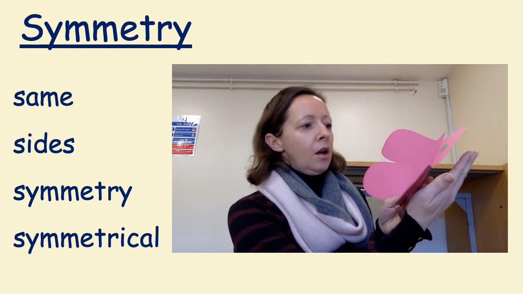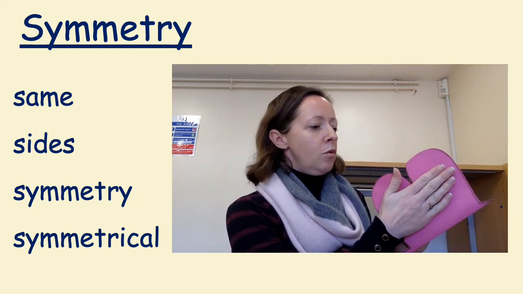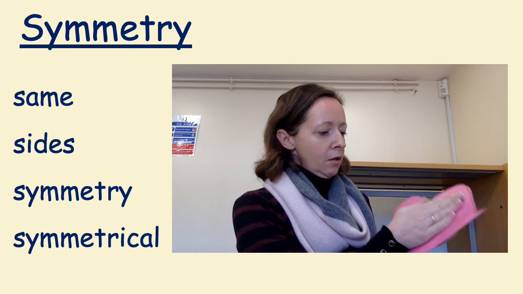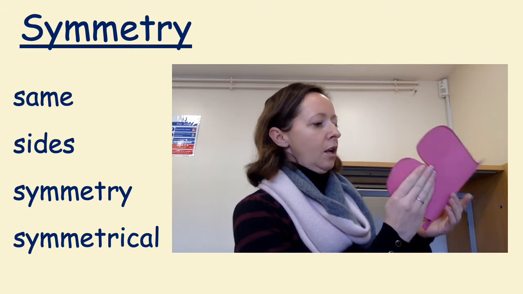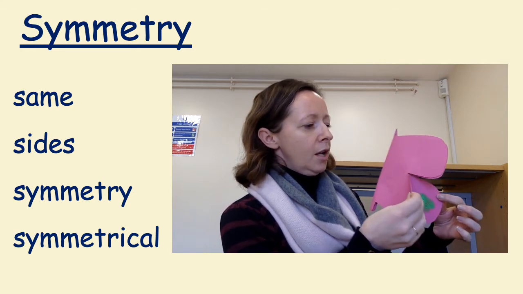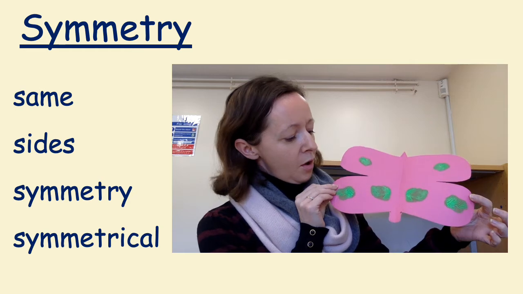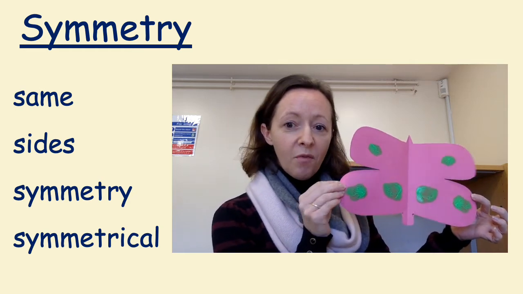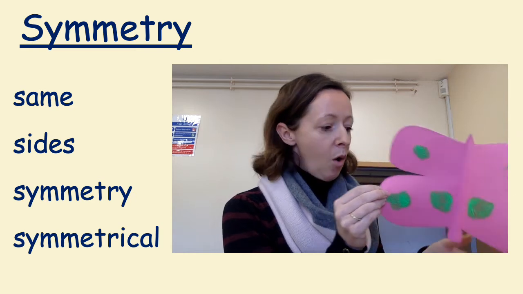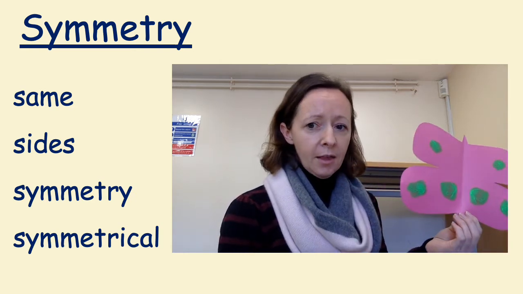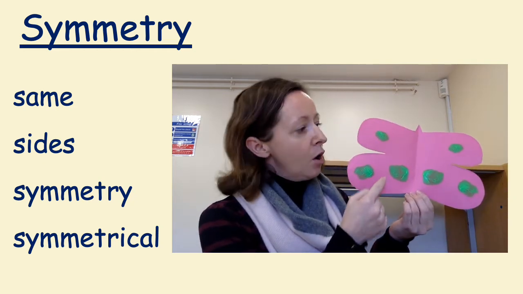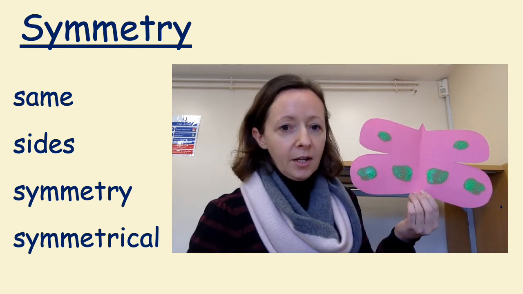Now, I'm going to fold my butterfly in half, press it hard, all the bits. And now I'm going to open it up and hopefully you should now see. That's right, my three splotches that I had on one side are now on both sides. It is the same on each side.